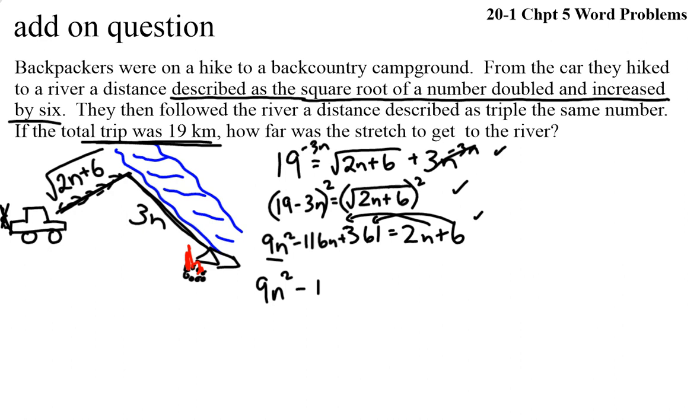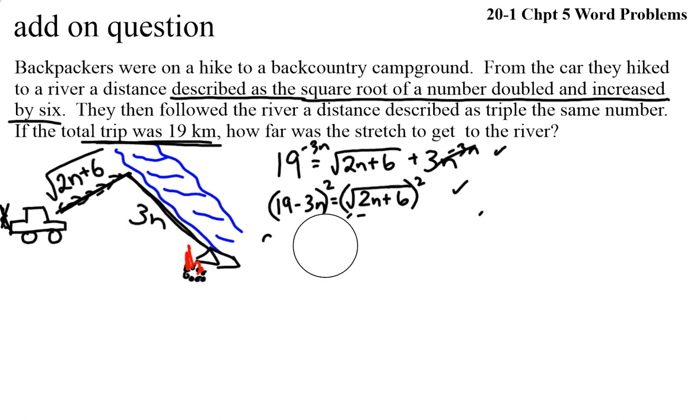Oh, my bad. I apologize. I jumped ahead in a step, which might have confused some of you. We have the 2n plus 6. When we do the FOIL, we end up with 9n squared, but instead of the negative 116, I jumped a step there. It's negative 114n, and that's plus 361. Sorry about that. Little backtrack.